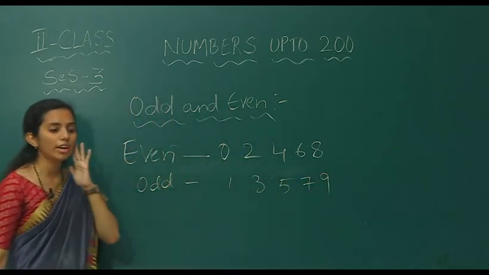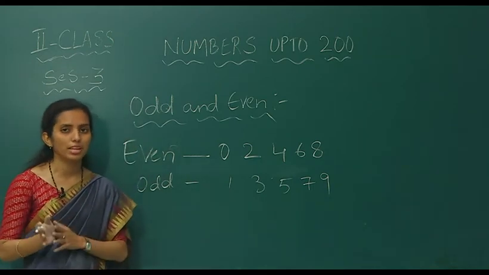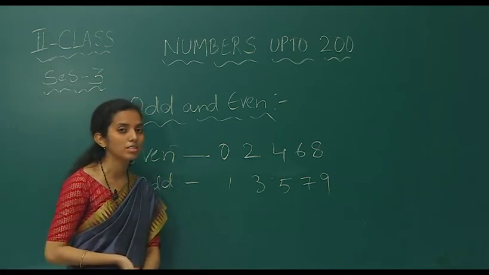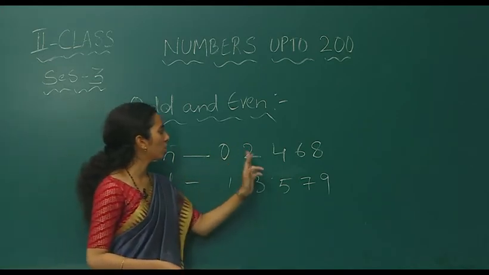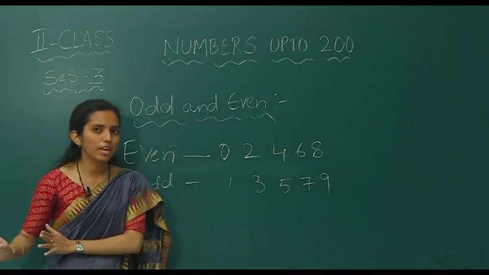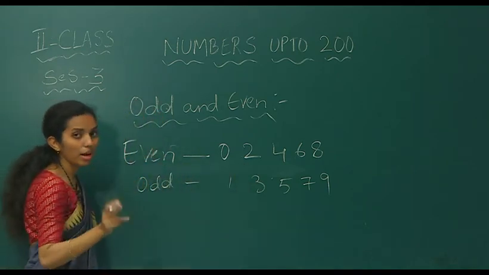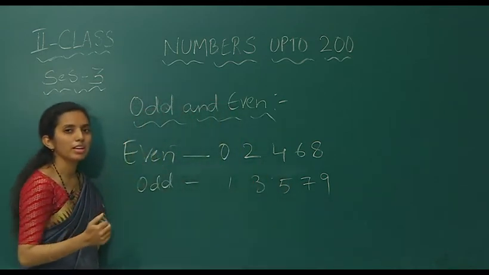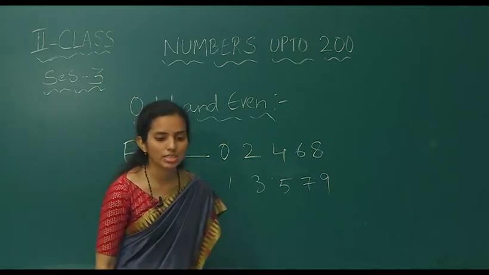So how to identify? If the number is big, we cannot make the things into pairs. It is very difficult and time taking. So how to identify even and odd numbers? Very simple. If it has any of 0, 2, 4, 6, 8 in its ones place, that is in its last place, then the number is an even number. If the number has 1, 3, 5, 7 and 9 in its ones place, then the number is an odd number. So it is very simple.